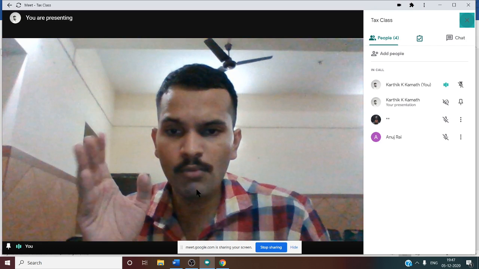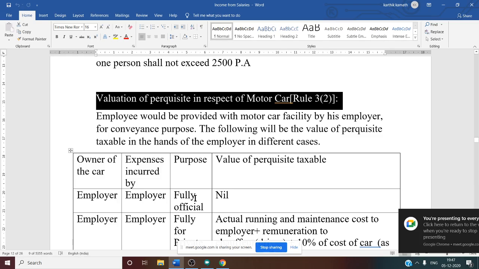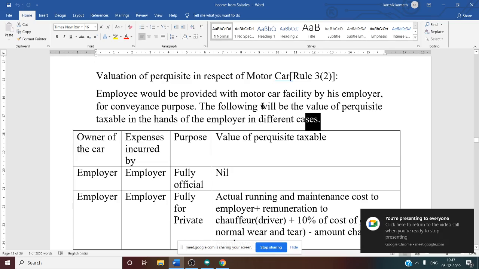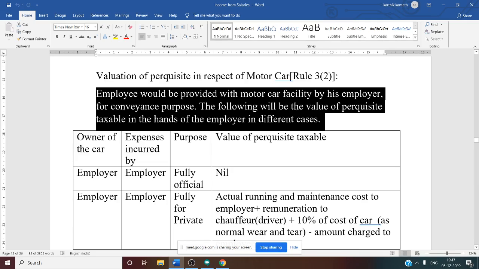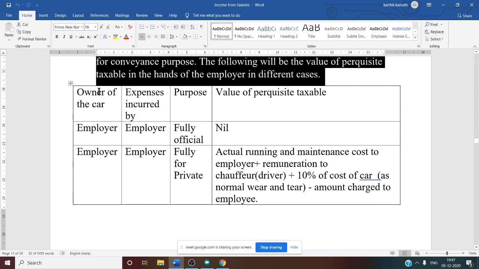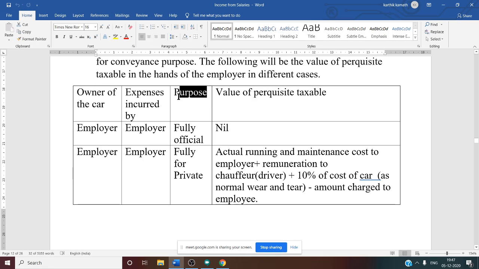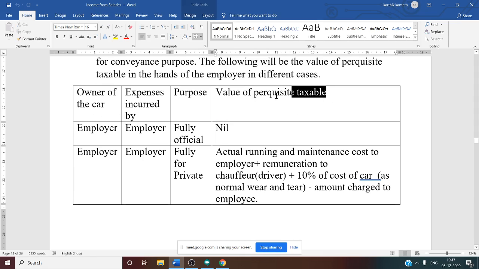Now, motor car calculation. You see there are certain rules given. The employee is provided with motor car facility by his employer for convenience purpose. The following will be the value of perquisite taxable in the hands of the employee in different cases. There are four columns given: owner of the car is the first column, expenses incurred by whom is the second column, purpose is the third column, and value of perquisite taxable or not is the fourth column.